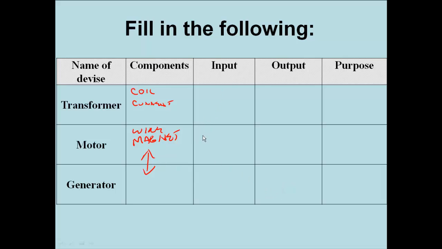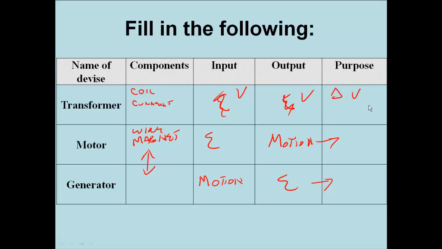With a motor, the input side, of course, is electricity, and you get motion out. With a generator, you put motion in, and you get electricity out. The purpose of a motor is to, well, make motion. And the purpose of a generator is to make electricity. What about a transformer? Input is electricity, output is electricity. Actually, the input is some voltage, and the output is a different voltage. So the purpose is to change the voltage.